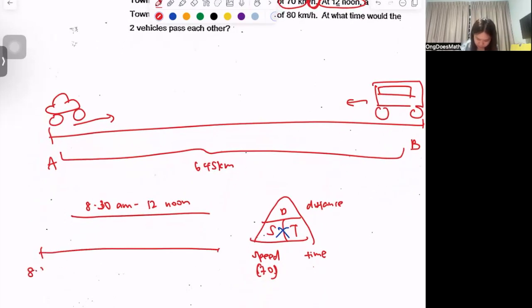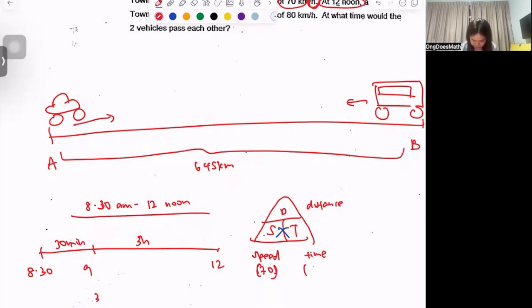8:30 to 12. How many hours is that? So from 8:30, the nearest hour is 9. So that's 30 minutes, from 8:30 to 9. And from 9 to 12, how many hours is that? 3 hours, right? So from 8:30 to 12 is 3 hours, 30 minutes.